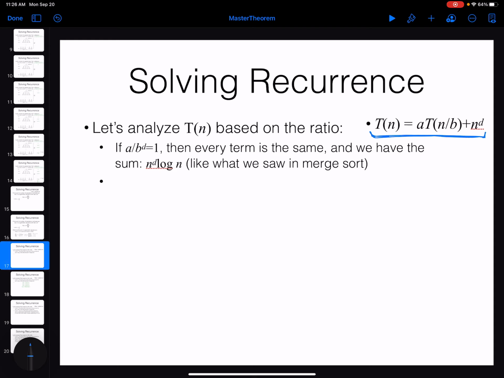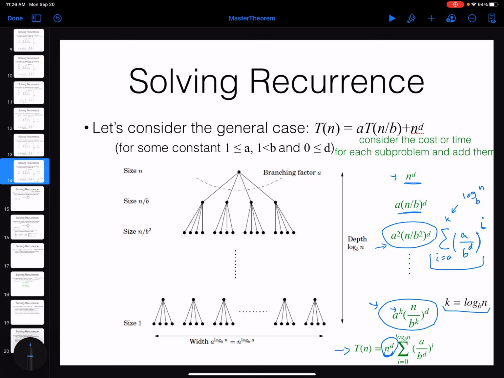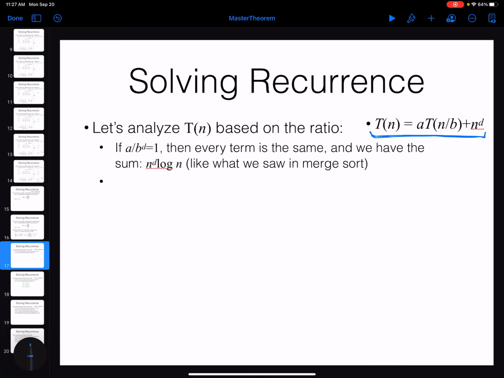based on the value of the ratio, what was the ratio? Just go back to this formula. The ratio was A divided by B to the power of D, okay? Which we got exactly from the recursion tree. So based on the value of the ratio, I have three cases.